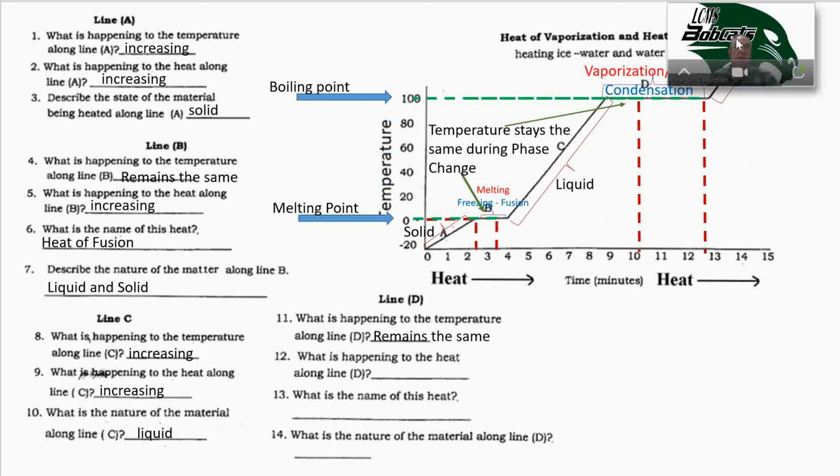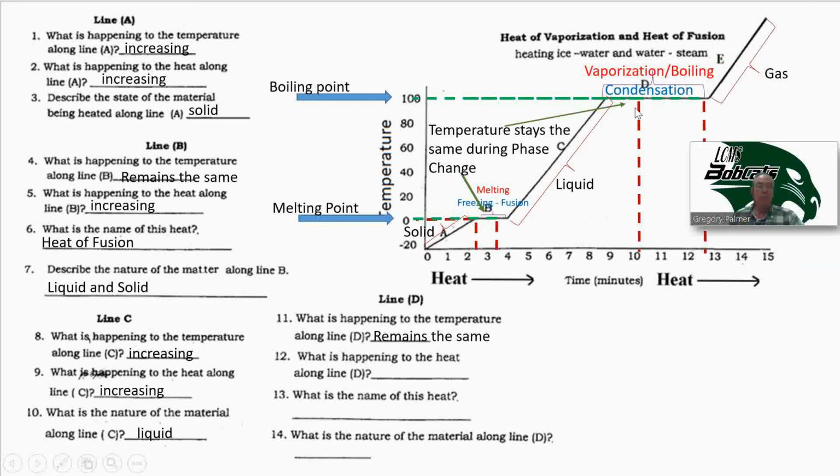Line D, during a phase change, the temperature remains the same. Line D starts here at 100. Line D ends here at 100. The heat, we look down to the x-axis. Line D starts at about 9. Line D ends at 13. So the heat is increasing. The name of that heat to vaporize it is called the heat of vaporization. What is the nature of the material? Think about when you have a pan of water on the stove. There's water on the stove and there's gas above it, steam. So you have a liquid and a gas.